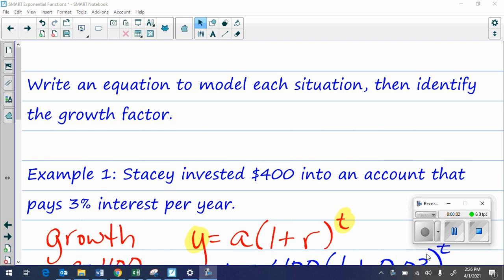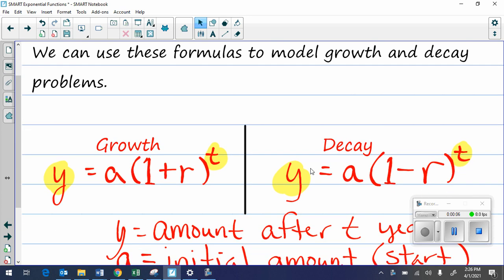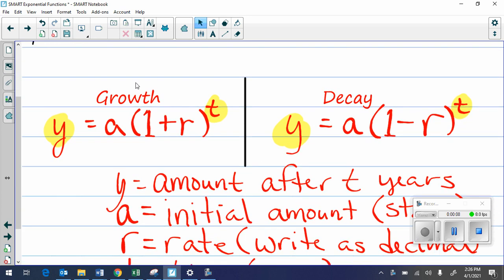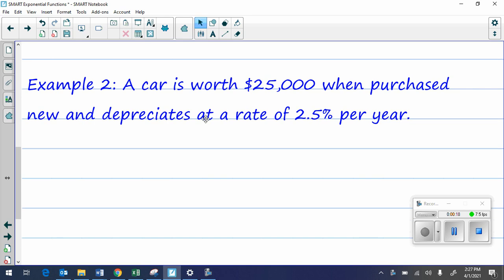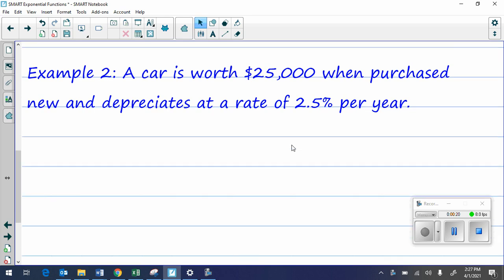I'm going to go through two more examples with our exponential growth and decay models. So we're using these models. Remember, if it is growth, you're going to do 1 plus, and if it is decay, you're going to do 1 minus. And we are going to do example 2. Example 1 was in our notes from Thursday, so go back to Canvas to look at those. And then here's example 2.